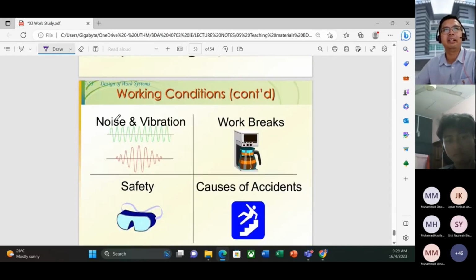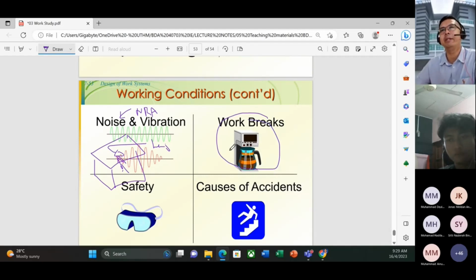Look at the noise and vibration. In terms of our workplace, we also have an NRA, noise risk assessment assessor. So we consider whether noise is more than our job design allows. Exposure can cause hearing loss. And we need to consider work breaks. Do they have micro breaks every 1 hour or 2 hours, or 10 minutes or 30 minutes, for micro stretching or others?